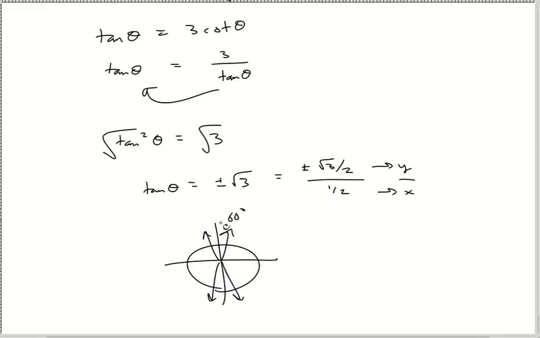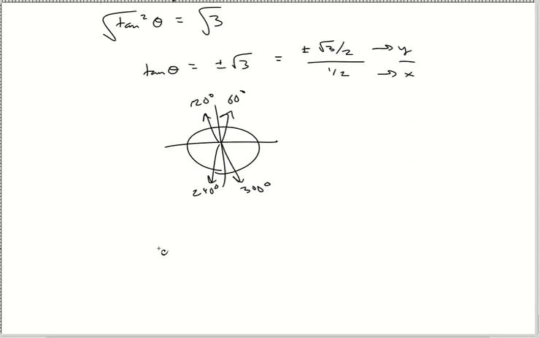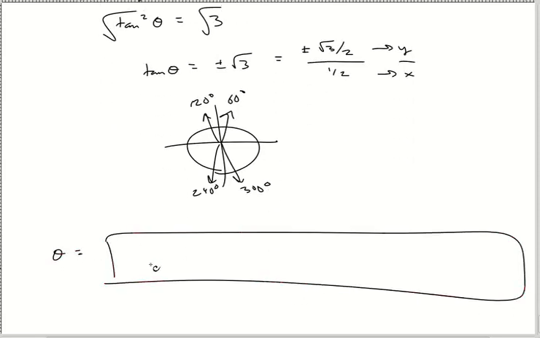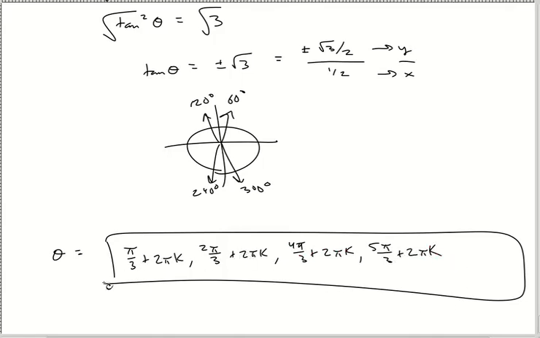Here, I'll write it out in degree land so that you have it. Okay, those are my 4 answers. And so, of course, full answer here, I would say then pi over 3 plus 2 pi k. Well, 2 pi over 3 plus 2 pi k. Not 3 pi over 3, but 4 pi over 3 plus 2 pi k. And 5 pi over 3 plus 2 pi k. Okay, awesome. Next one.